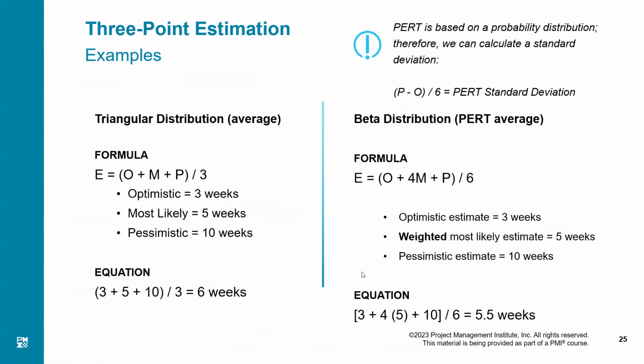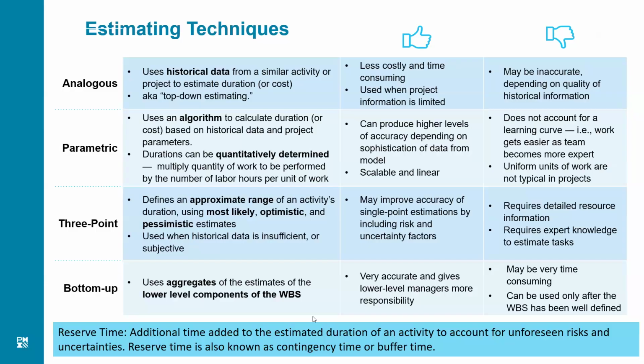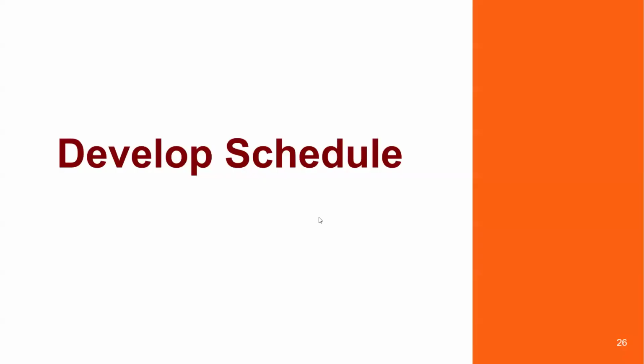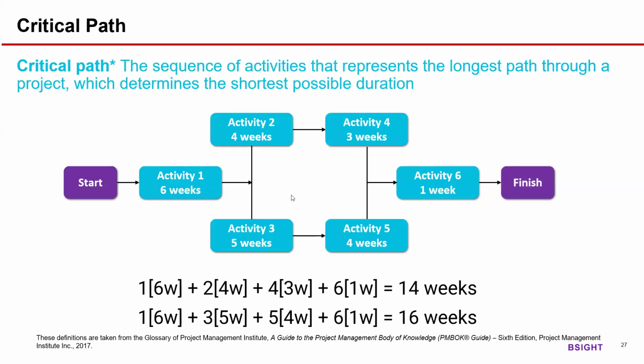That's about the estimation techniques, right? Analogous estimation, parametric estimation, 3-point estimation, bottom-up estimation, reserve time or reserve cost. With that, we are moving on to the next process, one of the important processes, develop schedule. How to develop a schedule for a predictive project? There are many techniques by which you can develop a schedule for a predictive project, but for the examination purpose, we are only going to discuss the critical path method, CPM.